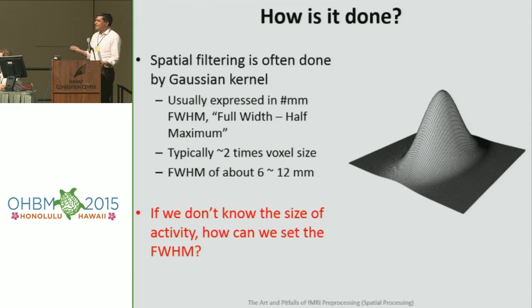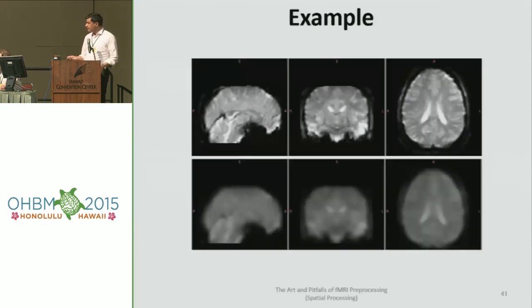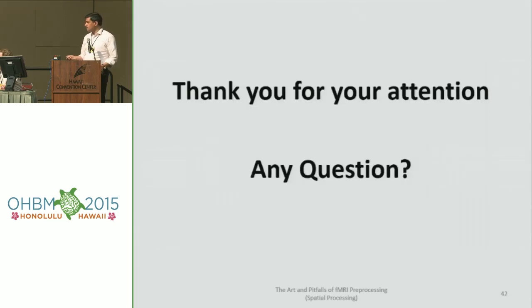So how is it done? It's done with a Gaussian filter. And FSL does this nonlinear technique that separates the tissue types, and that's pretty much it. And that's an example of what the data should look like after spatial normalization. Thank you so much. Any questions?